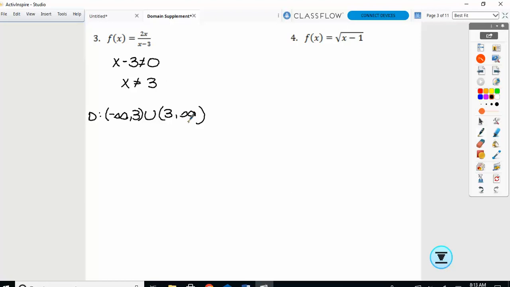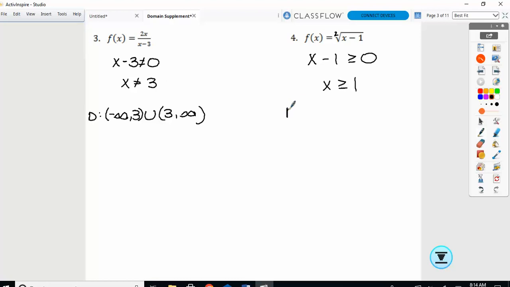Number 4. So I have a radical. What's my rule with a radical? Even. It has to be greater than or equal to 0. Right, if it's an even radical. You guys make sure you're with me on notes. Don't try to work ahead on homework. You'll have plenty of time. This is the square root, that's even, so whatever's under the radical has to be greater than or equal to 0. So x has to be greater than or equal to 1.